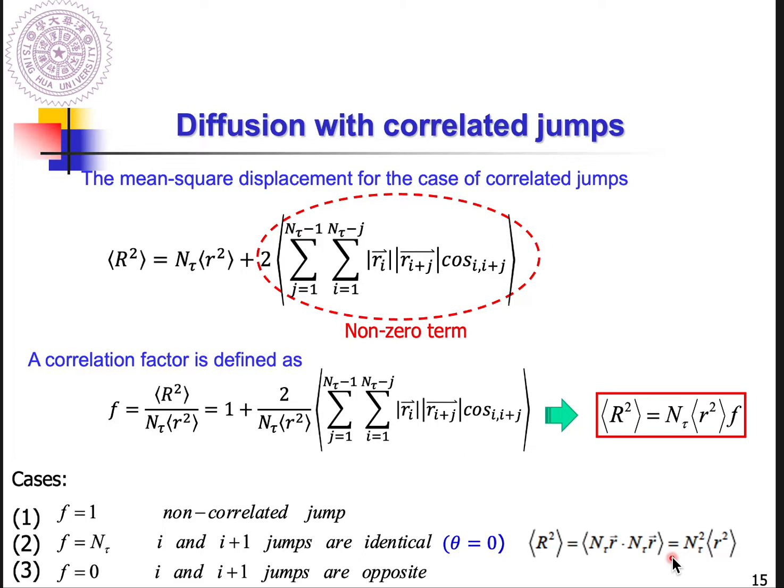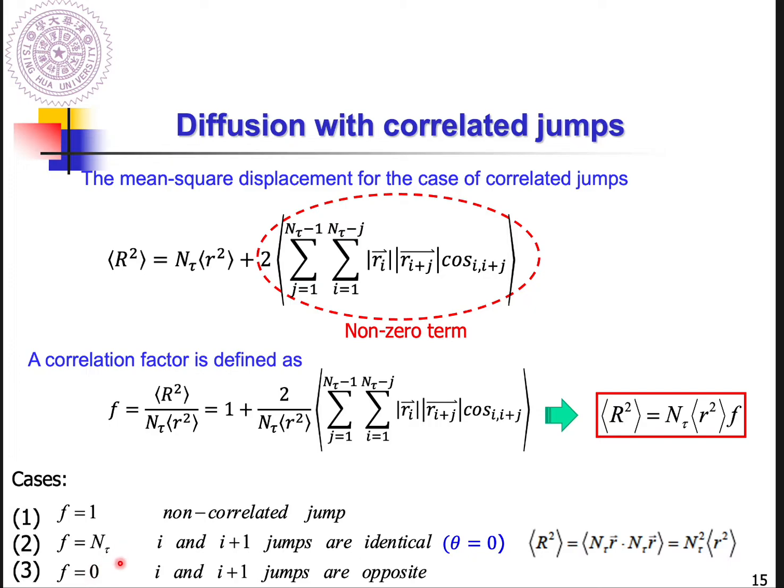So what this means is that the cosine equals 0. That means each jump, the jumping directions, are the same direction, are identical. For example, the atoms always jump to the right-handed side, so the cosine theta becomes 0. So you can get this mean square jump distance, then f equals n tau. But this does not really happen in your materials, right? Okay, but this is an extreme case.